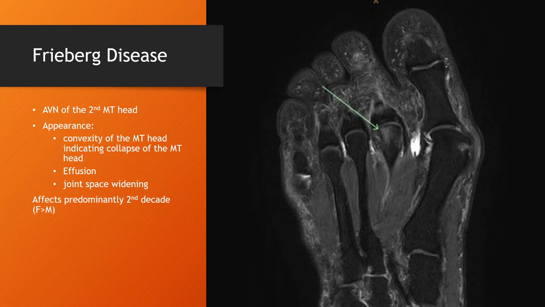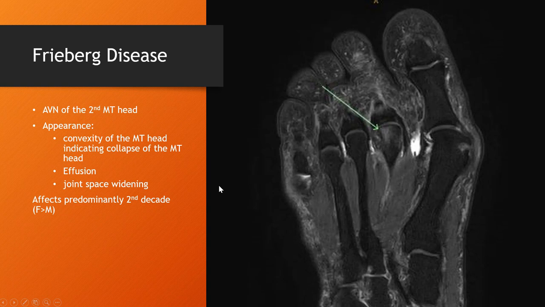So Freiberg disease is an avascular necrosis that's specifically of the second metatarsal head. We see convexity of the metatarsal head, which means the metatarsal is collapsing, and we see effusion and joint space widening. So we can see on this MRI there's a high signal within the second metatarsal head. At the moment the joint is structurally normal. We still have a convex metatarsal head, but I'll show you a few more cases.